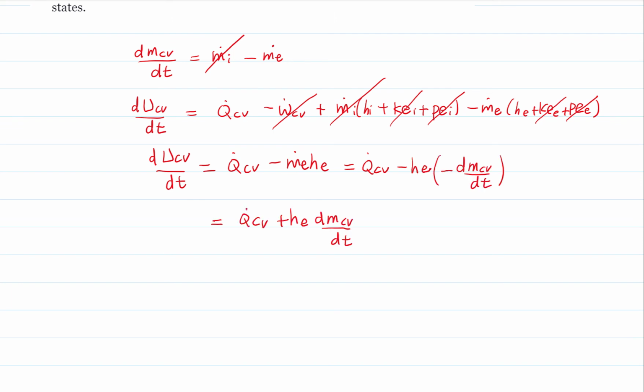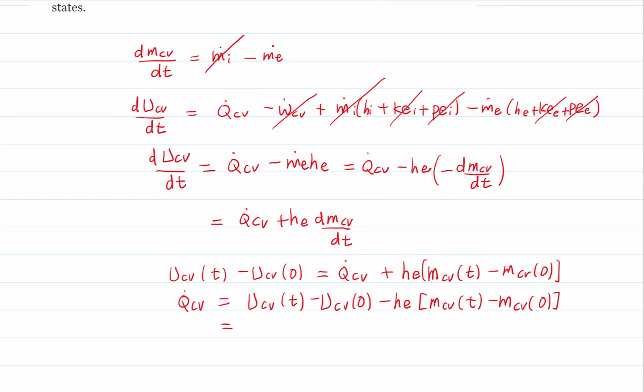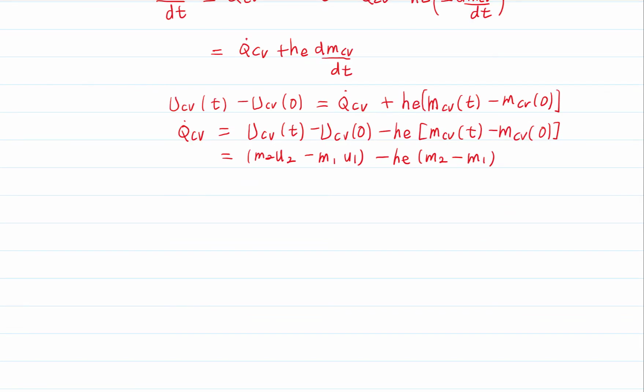And integrate this energy balance equation from 0 to T, and we solve it for Q dot. We use subscript 2 to denote the final state and subscript 1 to denote the initial state. We can fix the states at the initial state and the final state. Let's determine the mass, the internal energy, and the enthalpy at the initial and the final states.